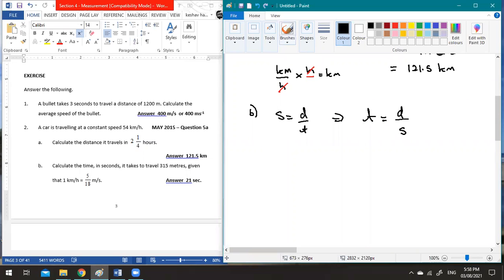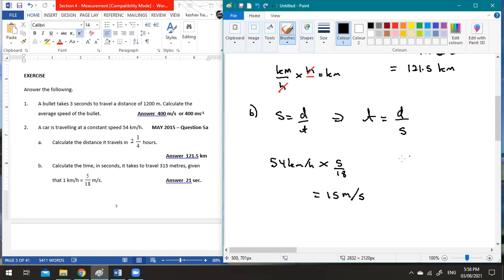Now, another way to work this out is if we knew that the speed is 54 kilometers per hour, we could convert it to meters per second by multiplying by 5/18, right? And we should get 54 by 5 divided by 18 is 15. So 15 meters per second.